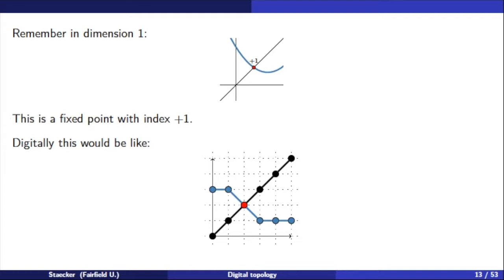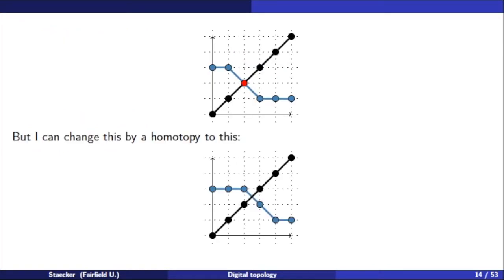But what happens if I change this by a homotopy? How about this? If I just push this up a little bit, it will become this. And now there's no fixed points. Remember, the index is supposed to be the same when we change the function a little bit. The fixed point moves a little bit, and it has the same index, +1 or -1. But here, this fixed point did not move a little bit. It's completely disappeared, all right?